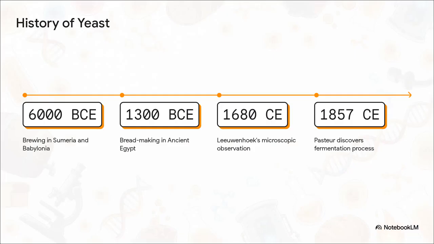To put that timeline into perspective, yeast fermentation has been happening right alongside human civilization for a very long time. We're talking about brewing in Sumeria and Babylonia around 6000 BCE. By 1300 BCE, the ancient Egyptians were baking bread, basically treating rising dough like it was pure magic. It actually wasn't until 1680 that Antony van Leeuwenhoek finally spotted them through a microscope. And the real game changer? 1857, when Louis Pasteur literally proved these living cells were the engine behind the fermentation process.